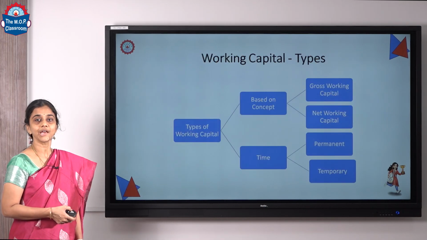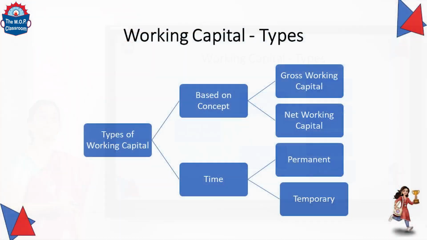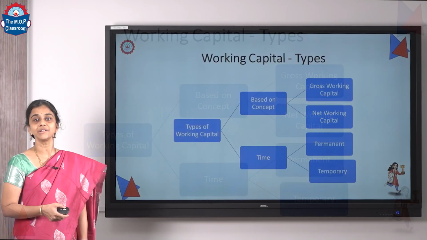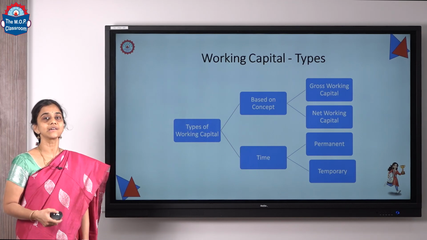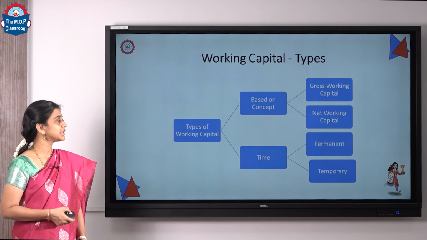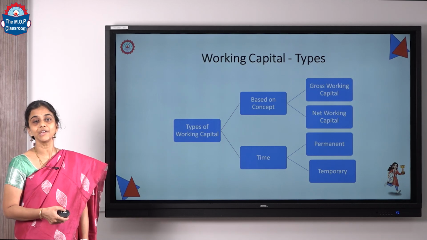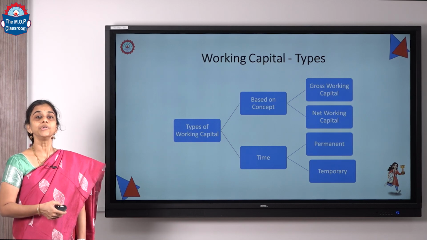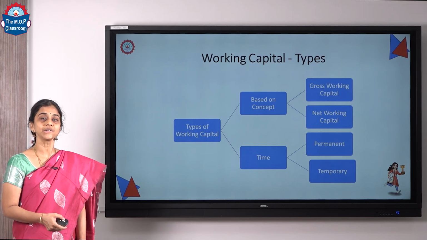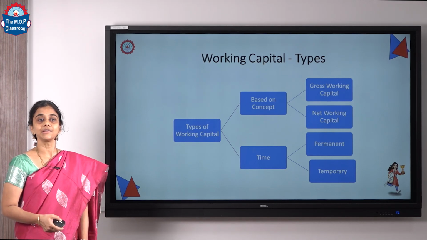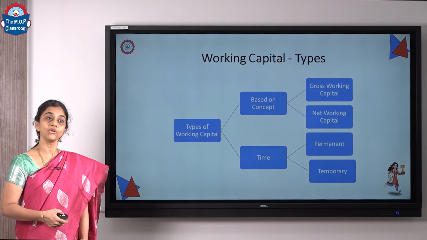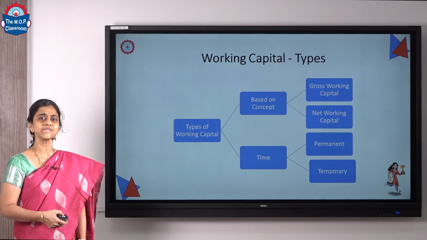Coming to the types of working capital, based on the concept, we can bifurcate working capital into two: gross working capital and net working capital. Gross working capital is nothing but my investment in the total current assets, whereas net working capital is current assets minus current liabilities. And on the basis of time, we can bifurcate them into permanent and temporary. Permanent working capital is the minimum working capital required at any point in time, whereas temporary working capital is the working capital required over and above the permanent working capital, which is seasonal in nature.